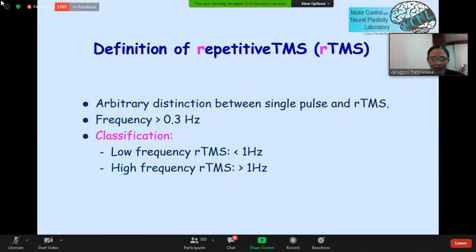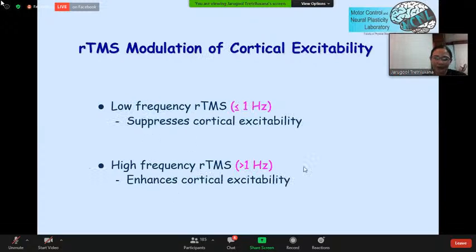And the nice thing about it is that if someone asks you, what is repetitive TMS? You can say that it is TMS with a frequency of more than 0.3 hertz. Within that, you can classify it into two categories: low frequency, which is less than 1 hertz, and high frequency, which is more than 1 hertz. What is nice about it is that the two categories have opposite effects on our corticospinal tract. Low frequency, less than 1 hertz, suppresses, meaning that you suppress the brain activity, and in contrast, the high frequency enhances or increases corticospinal excitability. Okay, up till now, is it clear? Can I hear any voice from you? You are still with me? Okay, all right. So good.